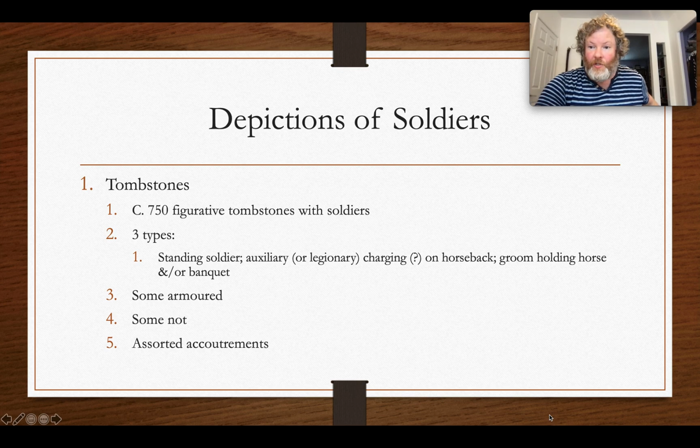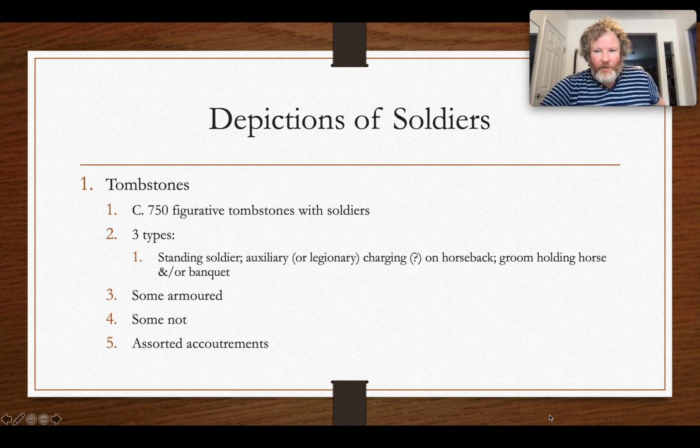So 750 or so survive or are published of tombstones with images and soldiers. There are three main types of these: the standing soldier, the auxiliary or legionary soldier charging on horseback, and a groom holding a horse and/or banquet. Some of the soldiers we see are armored, some are not, and all sorts of accoutrements are included with them. Now, I'm going to show you some examples just to give you a flavor of them. Some of them have been colorized to give you even a better idea of their original appearance.